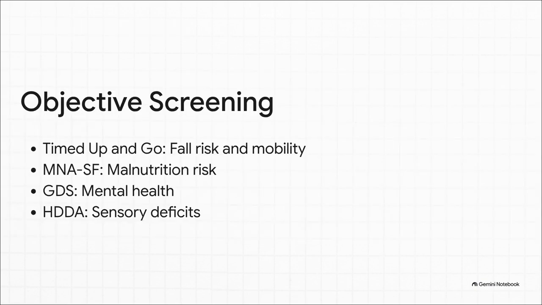And we have other objective tools too. The Timed Up and Go and the Berg Balance Test measure fall risk and mobility. The Mini Nutritional Assessment short form checks for malnutrition risk in under 5 minutes. You've got the Geriatric Depression Scale for mental health and the HDDA tool for sensory deficits like hearing loss. So why does all this matter for CDI? Because these tools take subjective complaints, like a patient just saying, "I feel weak," and translate them into codable, objective clinical indicators that we can actually use.